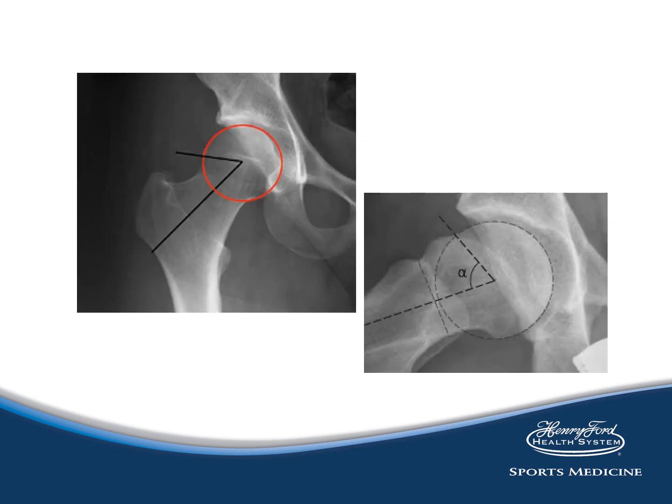Here is an example of the measurement of an alpha angle. Basically, you superimpose a circle over the femoral head. From the center of that circle, you draw a line that runs down the center of the femoral neck, and a second line that makes contact with the circle where the femoral head leaves the confines of the circle, and that angle between those two lines is your alpha angle.